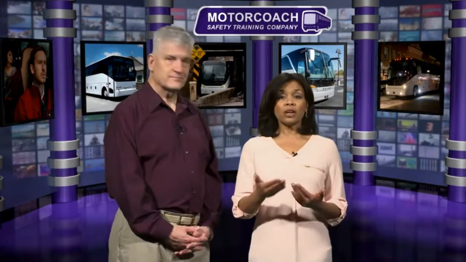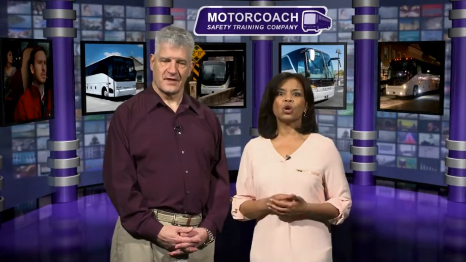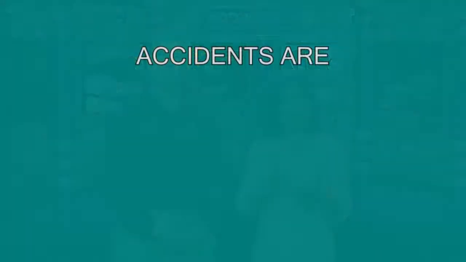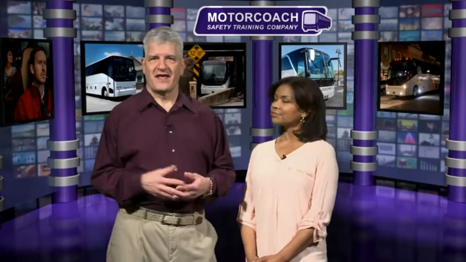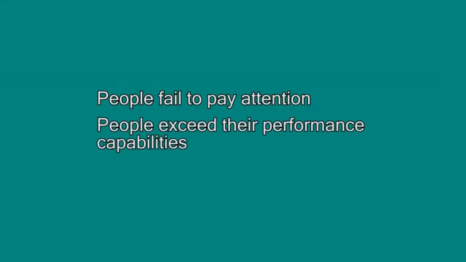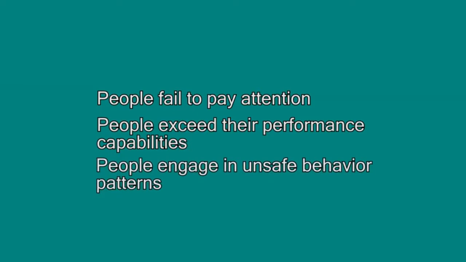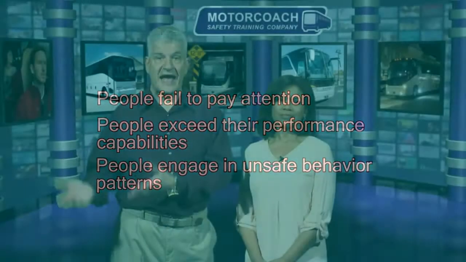We said that if we wanted to eliminate accidents, we first had to know what they are. We said that an accident is an unplanned event which disrupts activity, involves or affects people, and that has a cause. Then we learned why people have accidents. We said that while there were thousands of reasons, all of them could be organized into three main categories. People fail to pay attention, people exceed their performance capabilities, and people have accidents because they repeatedly perform unsafe behaviors. In other words, they develop unsafe behavior patterns.